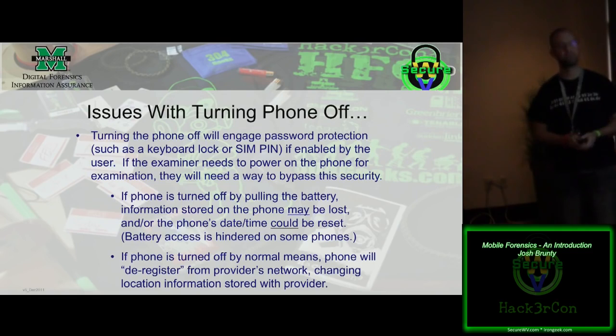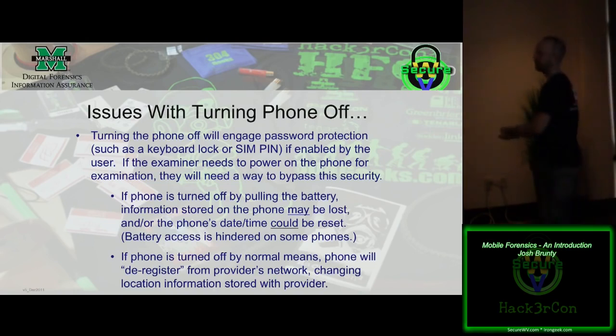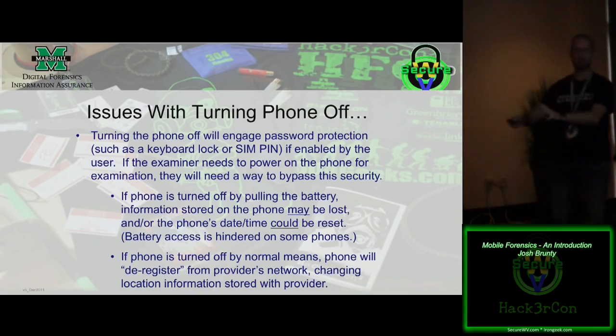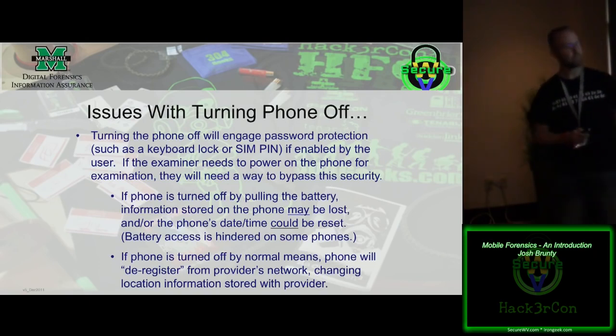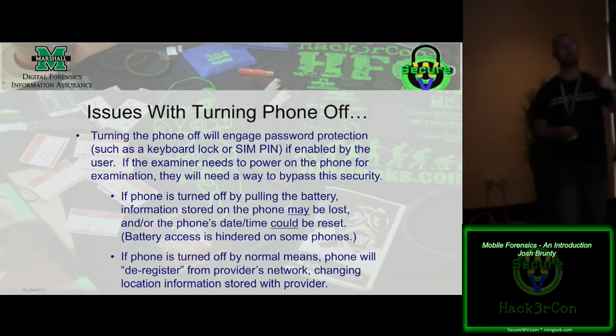That's a flawed statement that a lot of law enforcement officers will make. Try to avoid shutting it down until you've acquired it with, like, Cellebrite or some tool. That way you can have that information. If you turn the phone off by normal means, you also deregister from the provider's network. Remember we were talking about that LOCI information in the SIM card? It will update that particular entry as well. So you're changing that by virtue.